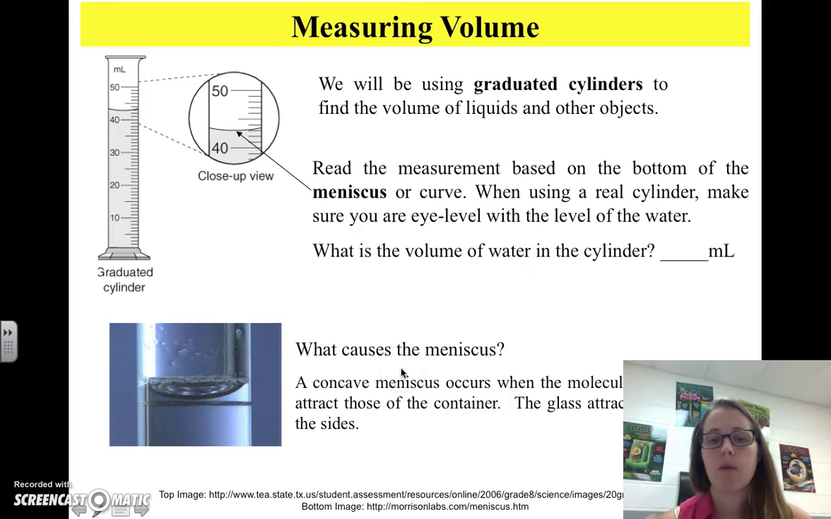A lot of people ask me, well, what causes that meniscus? How come it bends down in the middle? And basically, the molecules in water are attracted to the sides of the container. So you will usually get that little bending of the liquid when it's in one of those, okay?